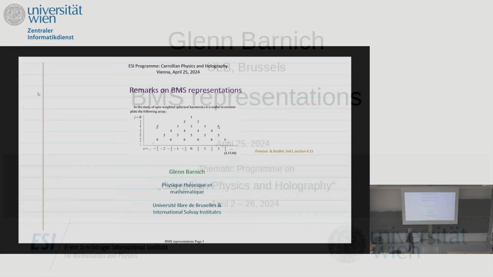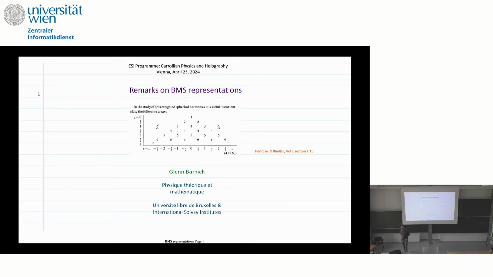So I was asked to talk about BMS representations, which is a bit strange because I'm not at all an expert in representation theory. And I'm also not a mathematician, so I'm not sure I'm the right person to really do that. But I will, at least in the beginning, talk about things that I know by reading about them, but that I don't know by having done all the computation.